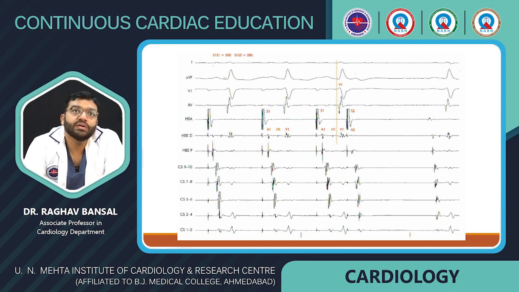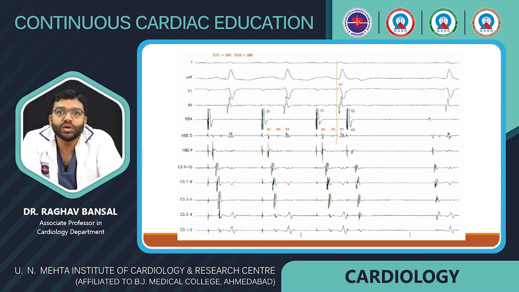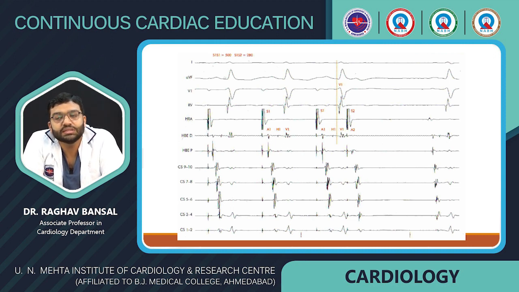And beyond, when we keep on making this extra stimulus shorter, in the previous figure, this extra stimulus was given with a basal cycle length of 500 millisecond and extra stimulus cycle length of 300 millisecond. This beat had conducted. But in this figure, when we give an extra stimulus at 280 millisecond, the beat gets blocked, which means now the AV node has become refractory at a cycle length of 280 millisecond. Thus, it has become blocked here. So this is the effective refractory period of the AV node.